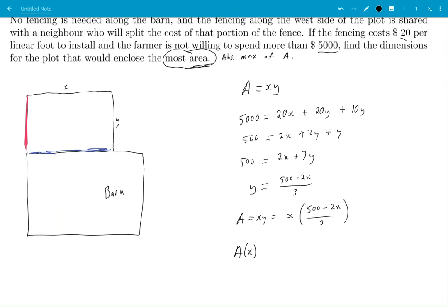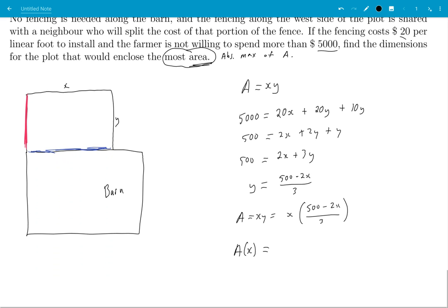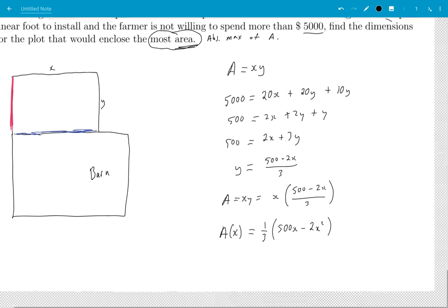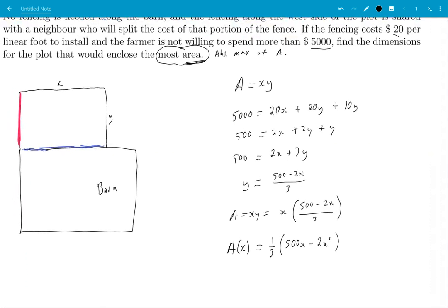So here's my function. Area as a function of x is 1/3 of 500x minus 2x squared. So I got my function. What is the interval? Okay, we're going to use the closed interval method again. x is a side length, so it has to be at least 0, right?